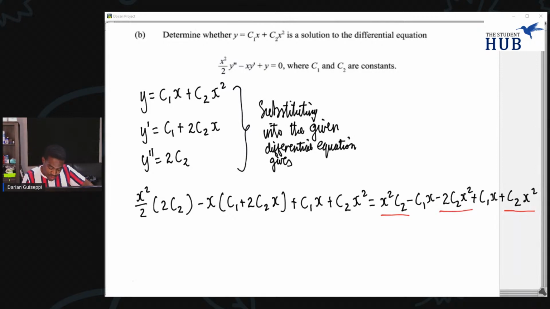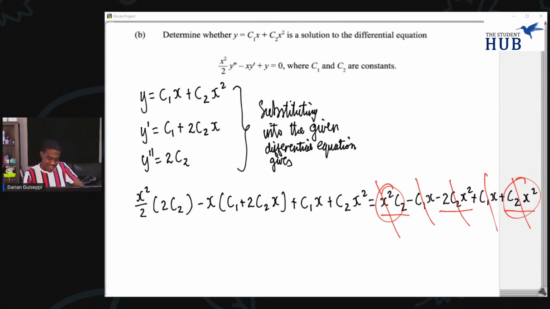You have negative 2c subscript 2 by x squared. And then you have the positive versions, the single positive versions there. So this and this will cancel off, you could clearly see that. And then this and this will cancel off. So you get 0, right?